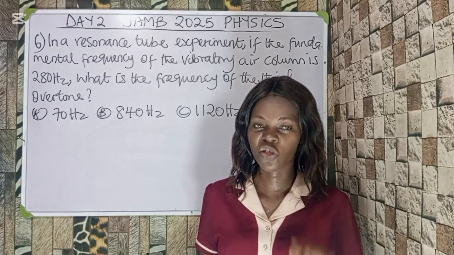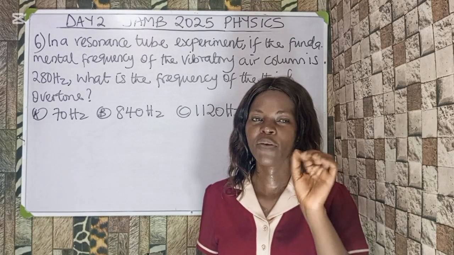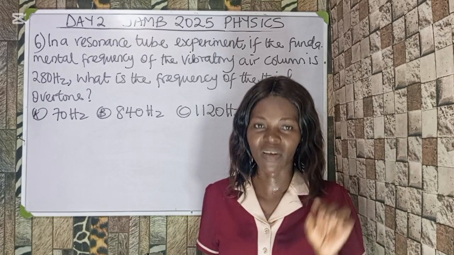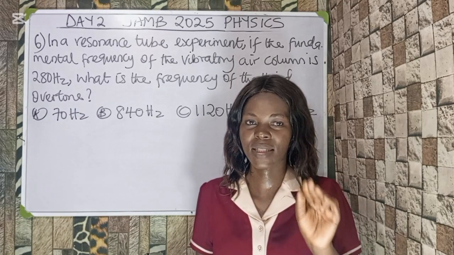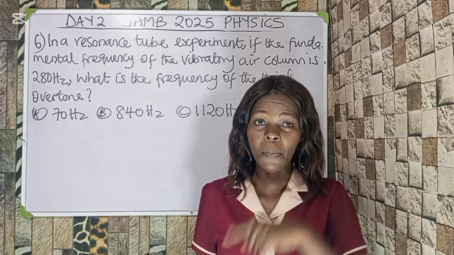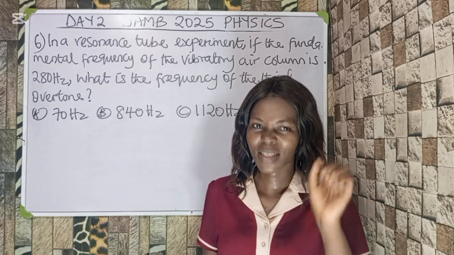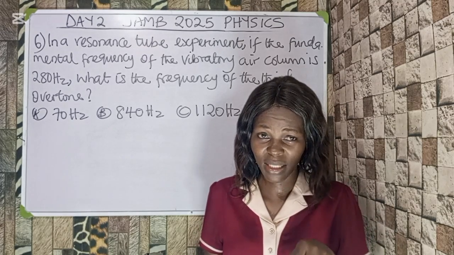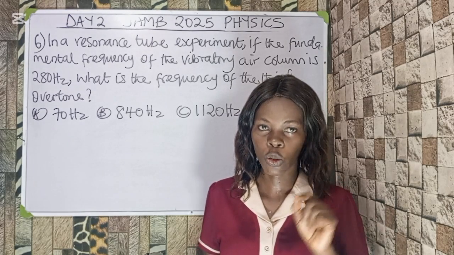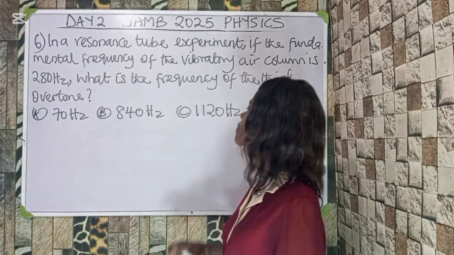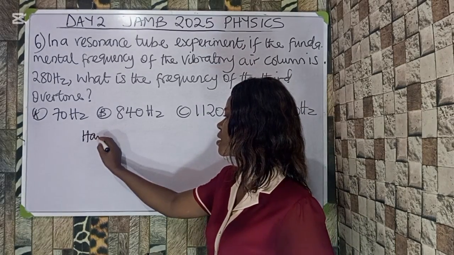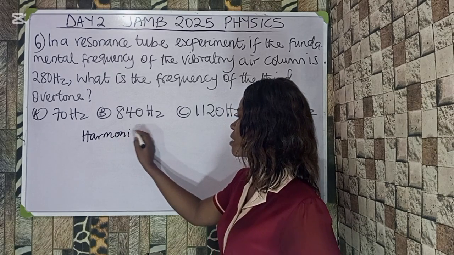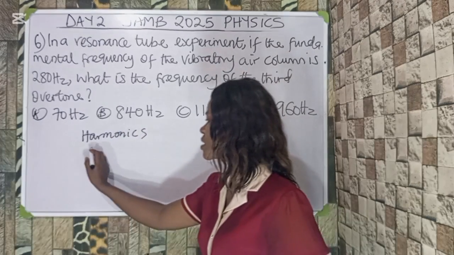Before we could solve this, you just have to remember that a resonance tube is an example of an application of a closed pipe. So whatever is applicable to the harmonics of a closed pipe is applicable to a resonance tube. Just get that. If you get what I'm saying now, you won't fail any question involving closed pipe. So let's go. Now, what are the harmonics of a closed pipe?